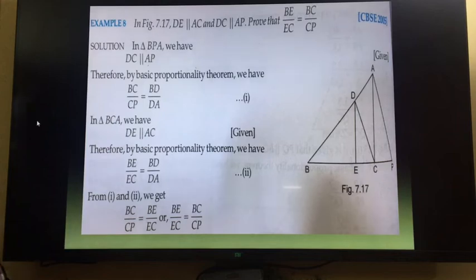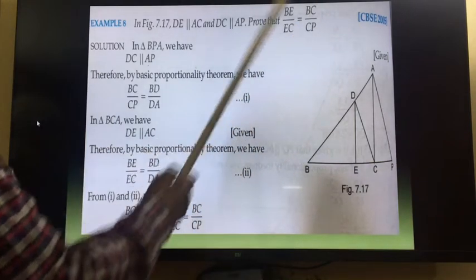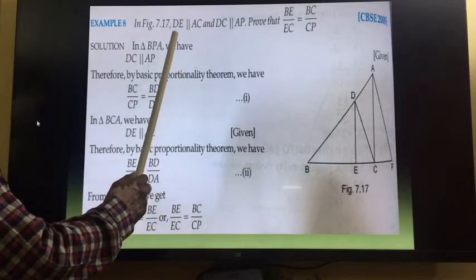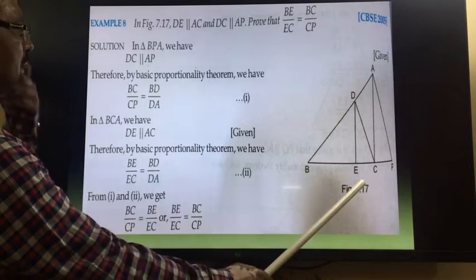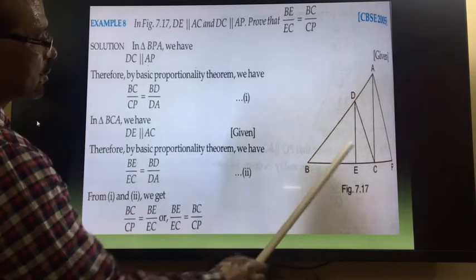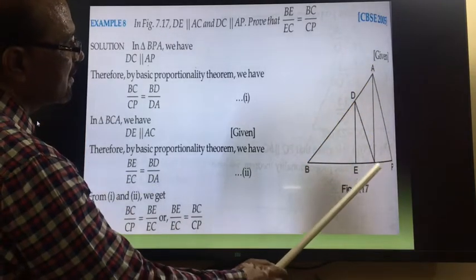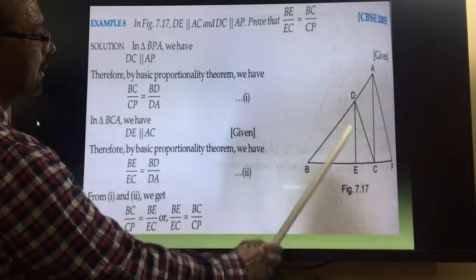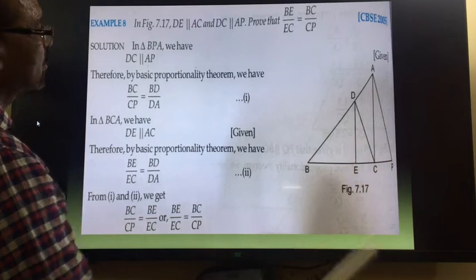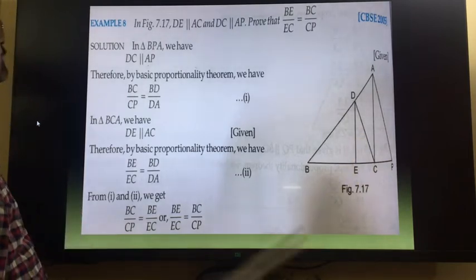Now you see the next question. This is also a very important question. It came in the CBSE board exam. It is written here that DE is parallel to AC. Here the DE line is parallel to the AC line. So we should take the triangle BCA. In this triangle, the DE line is parallel to the AC line, so we can apply the BPT theorem easily.